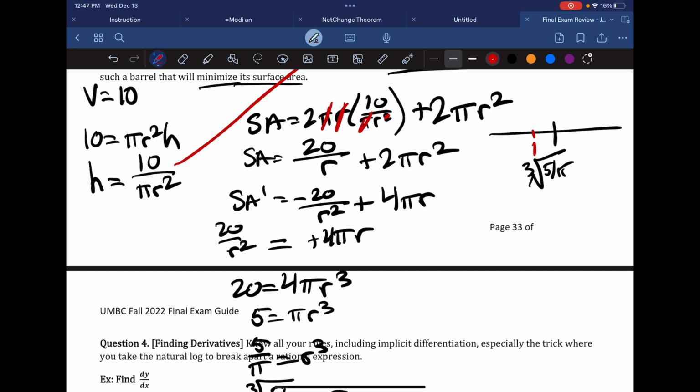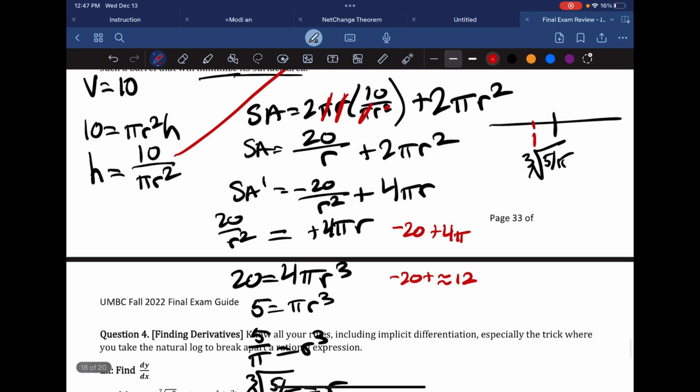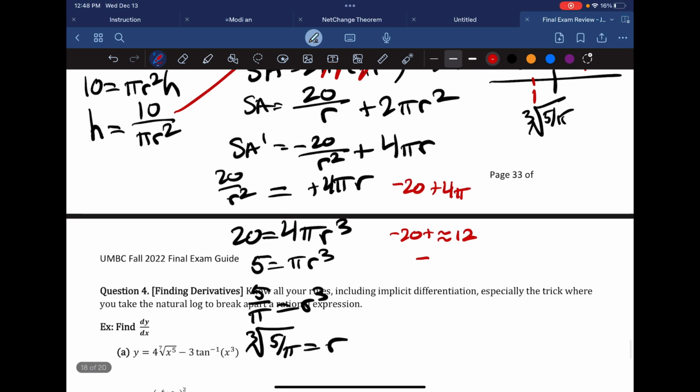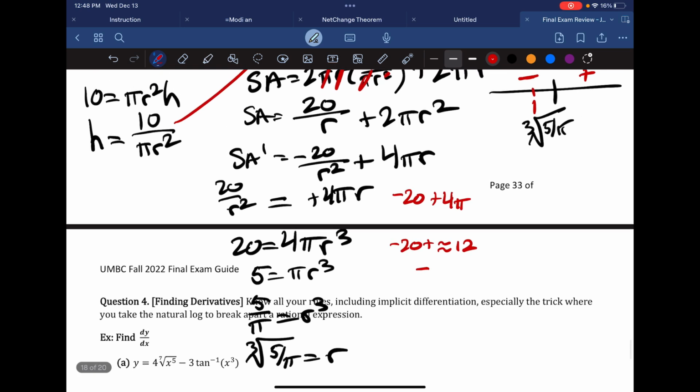So then we would end up with negative 20 plus 4 pi. Pi is 3.14, so that'd be a little over 12, and that would still be negative. So then this whole thing is negative. And if we plugged in something to the right, that would be positive, because if we plug in something to the right, that's going to be positive.